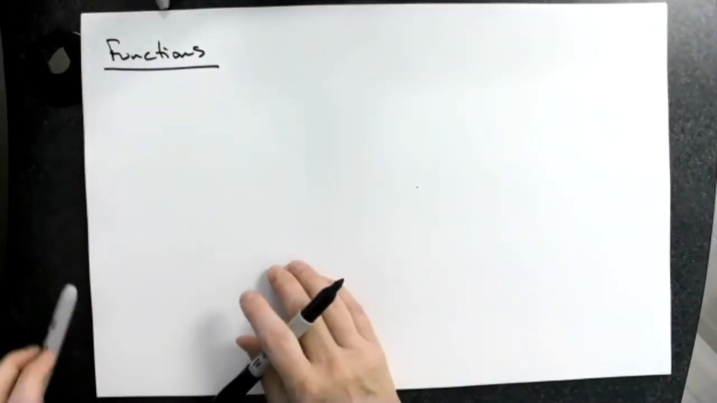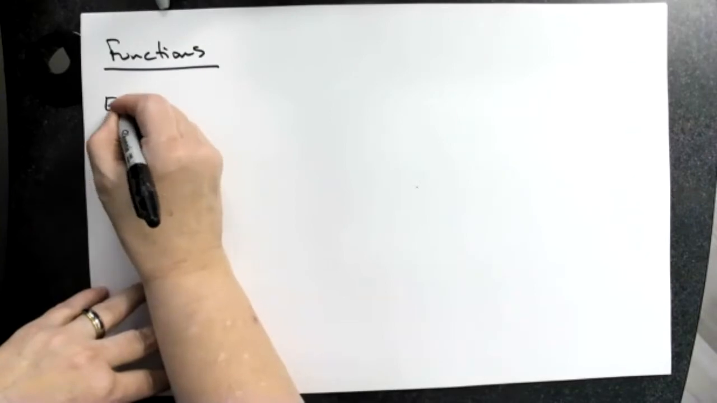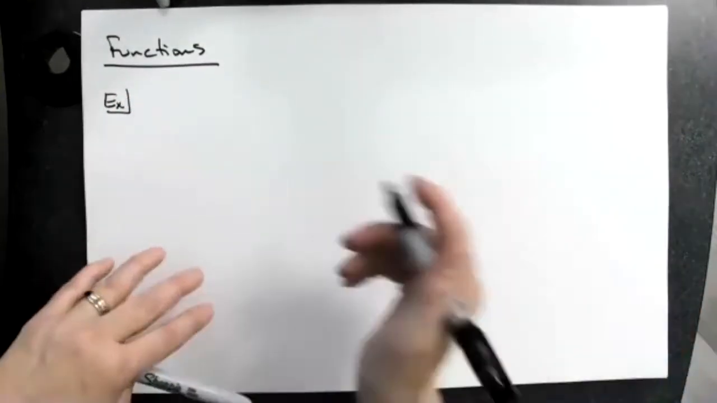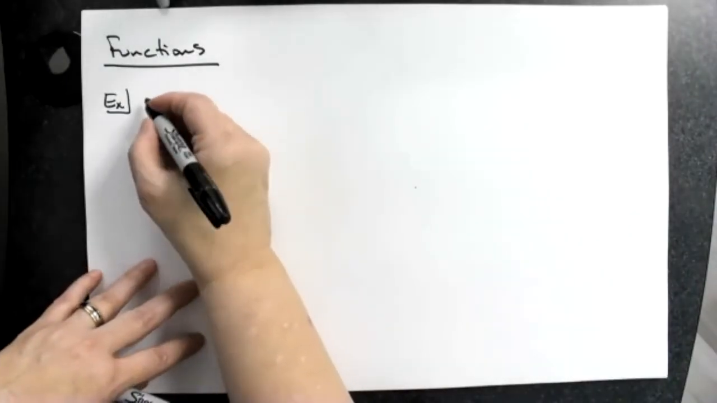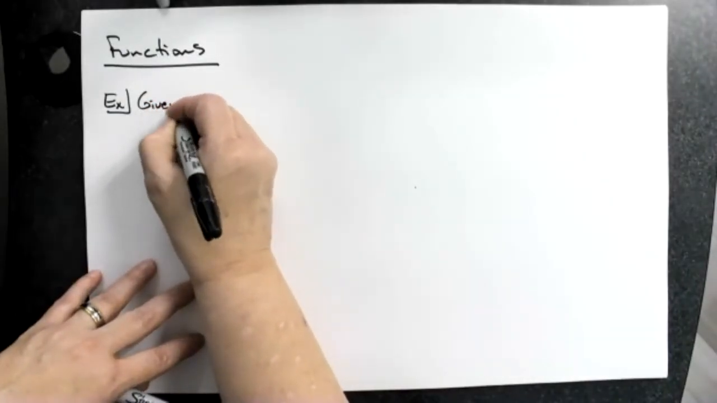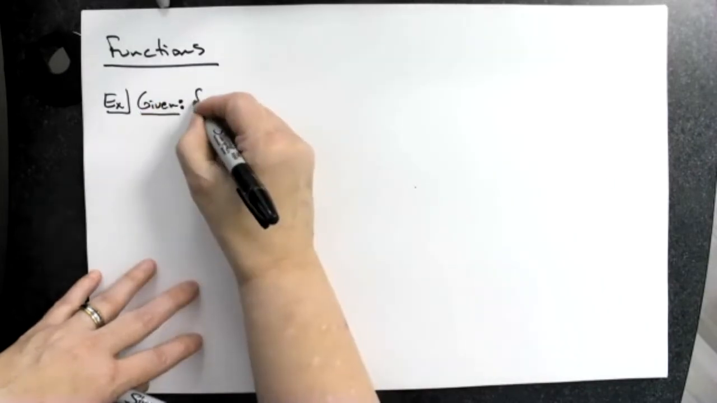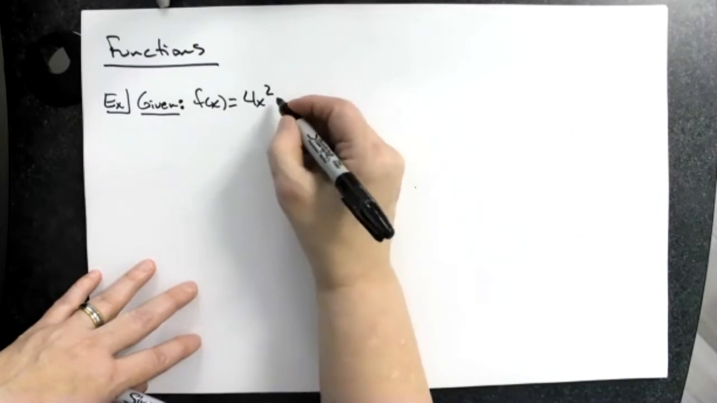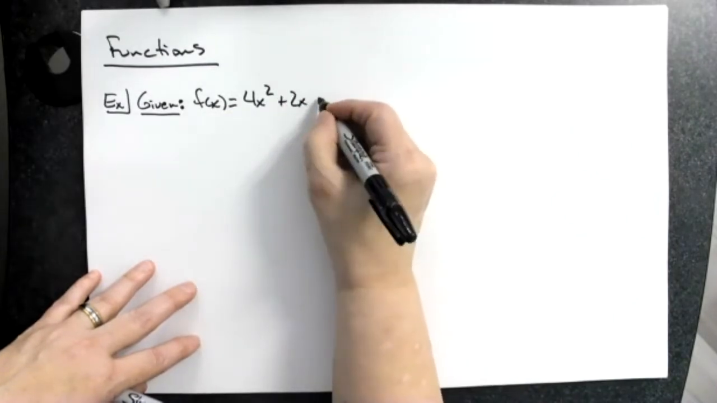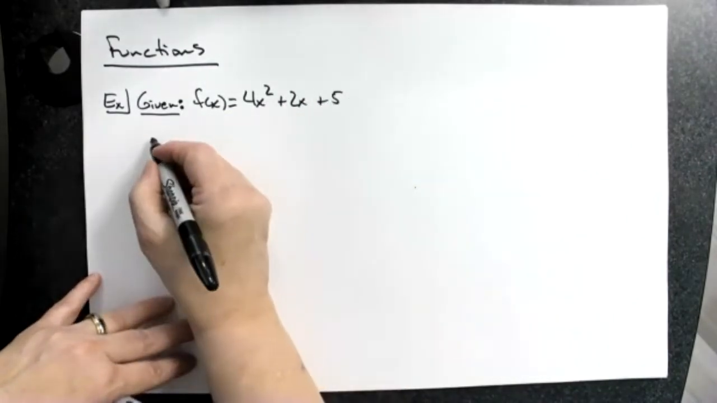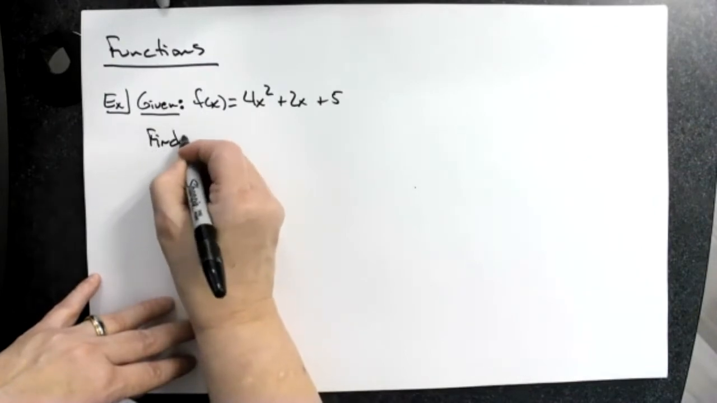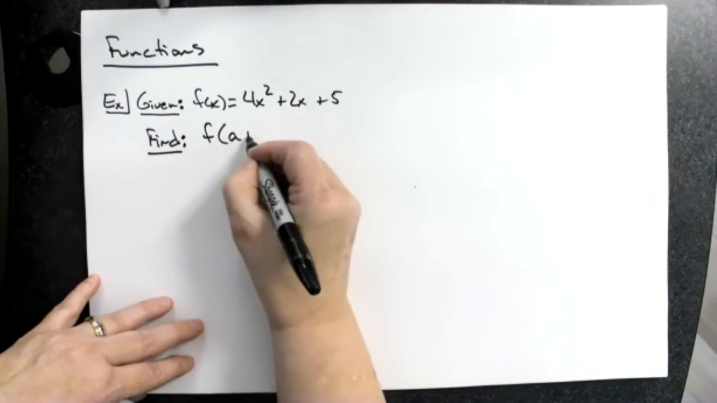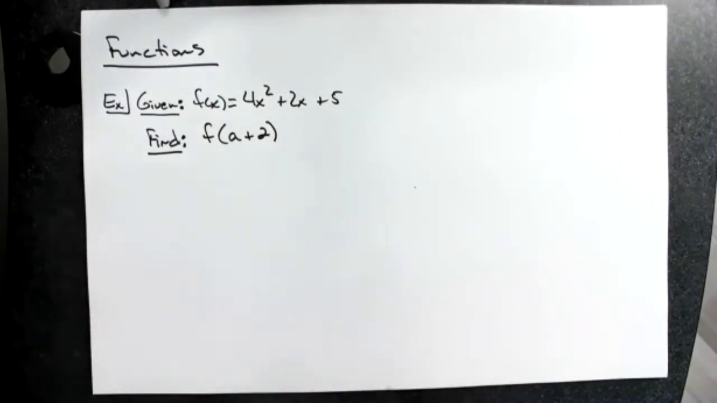I would probably say, let's do two different types of examples here. One is the straightforward kind where you actually just plug something in. That's understanding and reading your function notation. So let's suppose you're given f of x equals 4x squared plus 2x plus 5, and then they ask you to find f of a plus 2. We'll make this one rather challenging.